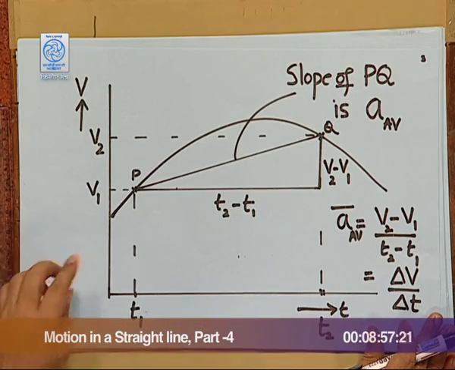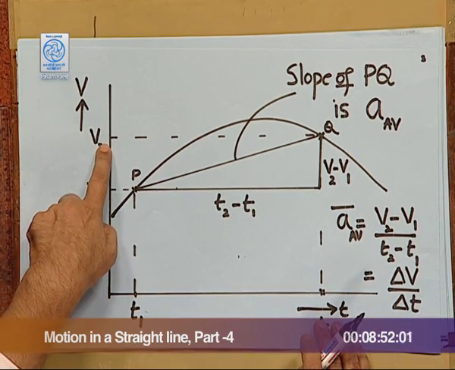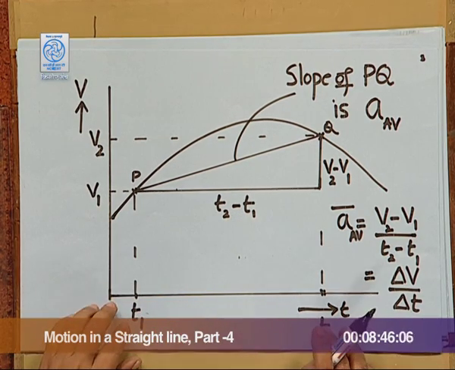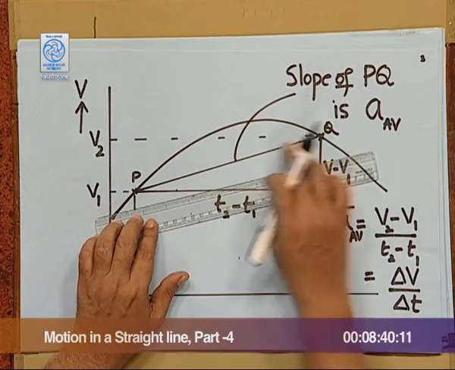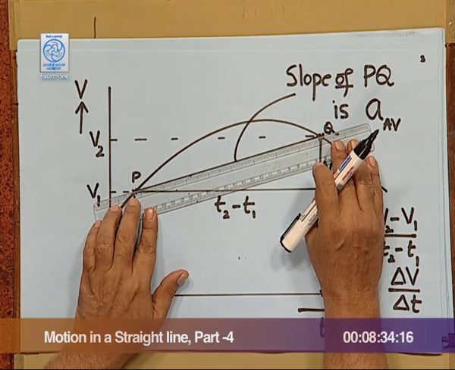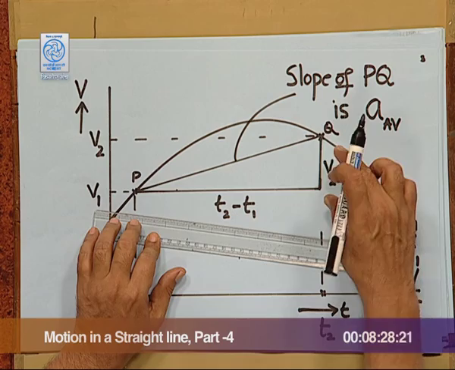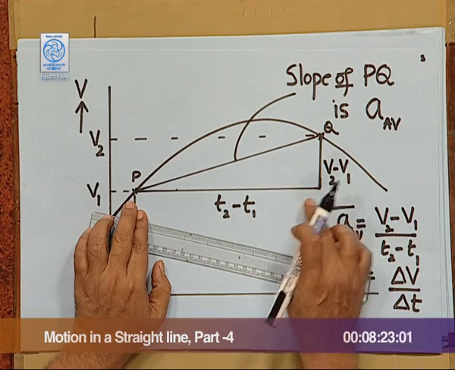The variation of velocity with respect to time is shown here. Look at this graph. At time t1, the velocity is v1. At time t2, the velocity is v2. The variation in the velocity in the interval t1 to t2 is measured by joining the points P and Q, where the velocities are v1 and v2. Join this line from P to Q and construct this triangle. The height of this triangle is v2 minus v1 and the base of this triangle is t2 minus t1.